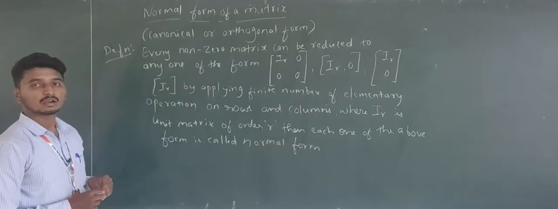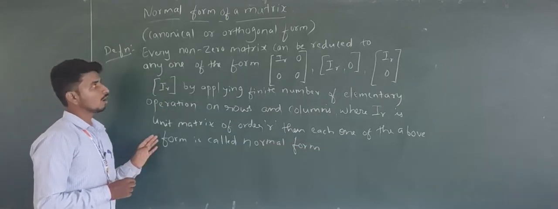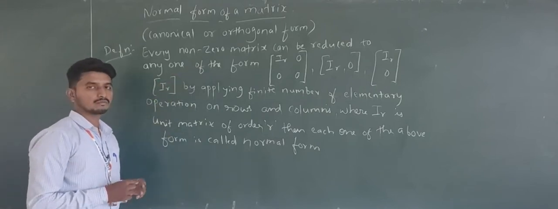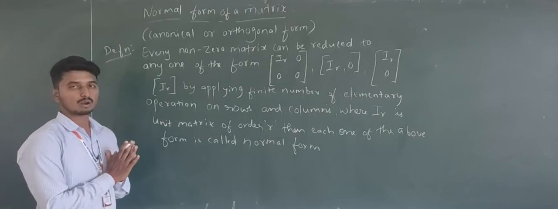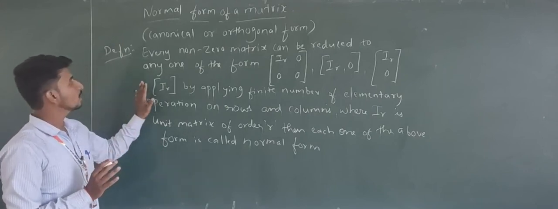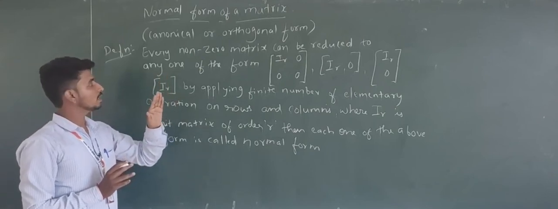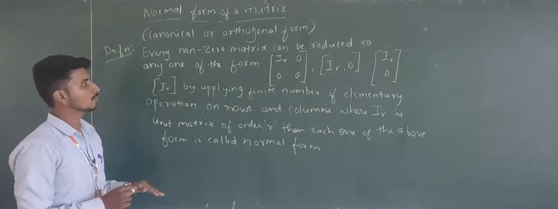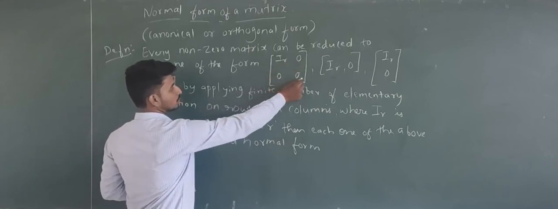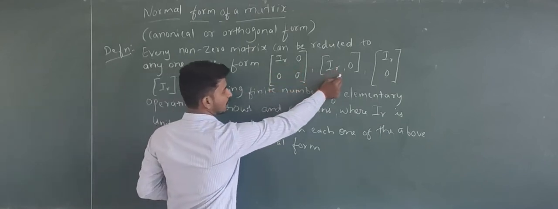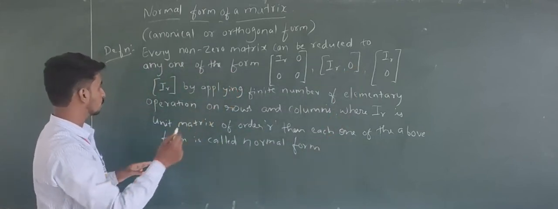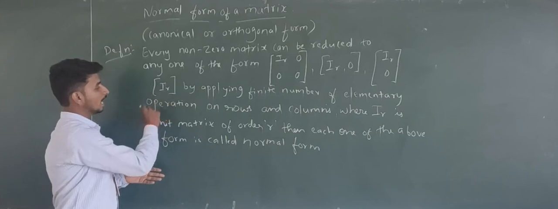Next is the normal form of a matrix. We can also call it the canonical form or orthogonal form. So how to find the normal form of a matrix? First we will see the definition of the normal form of a matrix. Every non-zero matrix can be reduced to any one of the forms, that may be a square matrix IR 0 0 0, or a row matrix that is IR 0, or a column matrix that is IR 0, or it may be only IR.